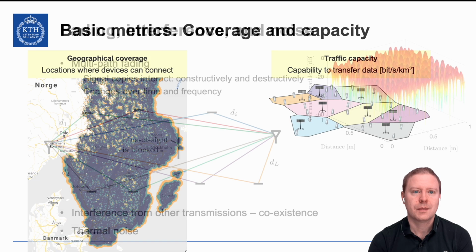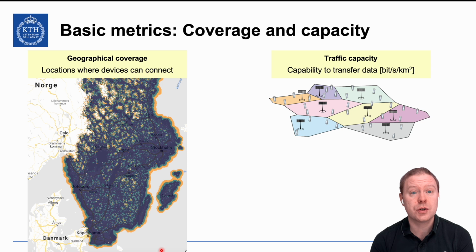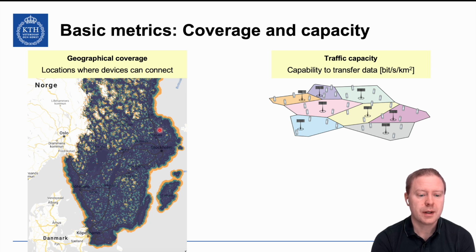communication. When it comes to measuring how good a mobile network is, there are two classical metrics that can be considered: coverage and capacity. So here is a map of Sweden, and my telecom operator is showing with different colors how good coverage it has at different locations. So here is Stockholm, for example. These are the locations where the mobile devices can move around and still reach one of the base stations that are deployed at different locations.